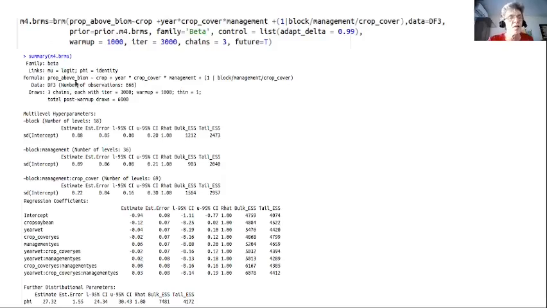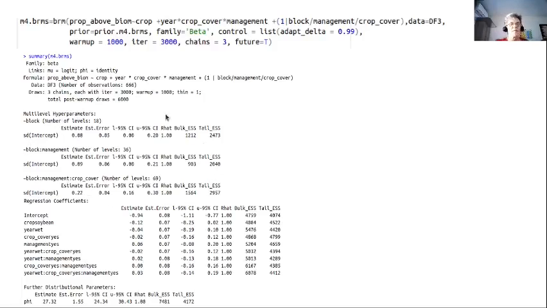So the summary of the model contains what here is called the multi-level hyperparameters, or group level parameters. Here we have from bottom to top the standard deviations for the blocks, the management within the blocks, and the crop cover within management within blocks. Here we have the standard deviations. Here we have the standard errors, which amount to the standard deviation of this marginal posterior distribution, and the 95% credible intervals. This is for the group level effects.